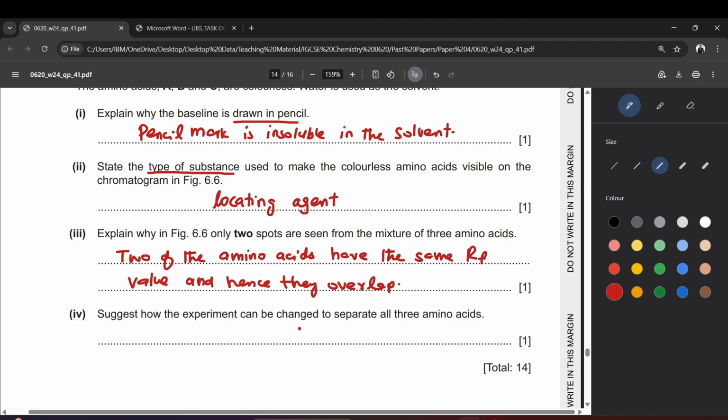Okay, suggest how the experiment can be changed to separate all three amino acids. Now, because you're getting the same RF value for two of these spots and you want them to be separated, you can just use a different solvent. If you use a different solvent, making sure that that solvent is able to dissolve all three of the amino acids, then based on that solvent, you will get three different spots. Use a different solvent.